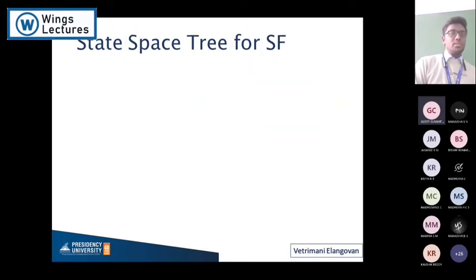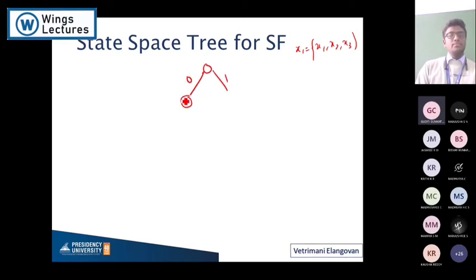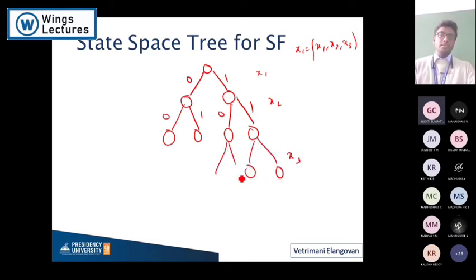So let me draw a state space tree for the given problem, where xi is x1, x2, x3, with 8 possible inputs. How can I draw this? For x1, either I can take 0 or 1. Then from here I can take either 0 or 1. Then at the next stage, for x3, either I can take 0 or 1.